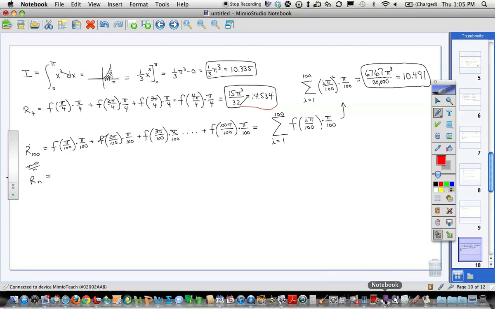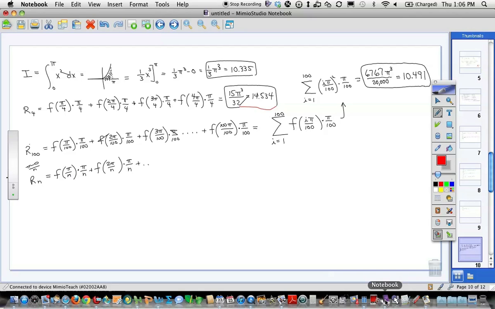What's my first right endpoint going to be? Pi over n, right? We start at 0, we move over pi over n wide. That's our first one, pi over n. So this is going to be f of pi over n times the width pi over n. Plus, what's my next endpoint? If I'm at pi over n and I add on another pi over n, what's that? 2 pi over n, right? The denominator doesn't change. Common denominators.